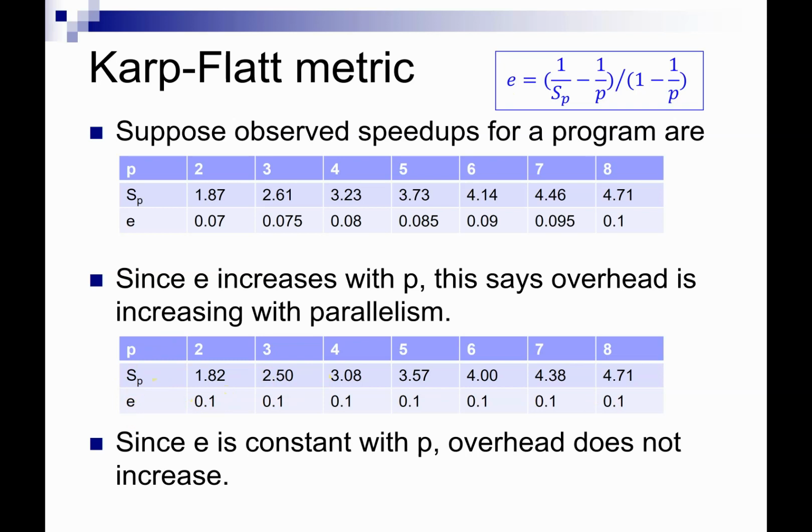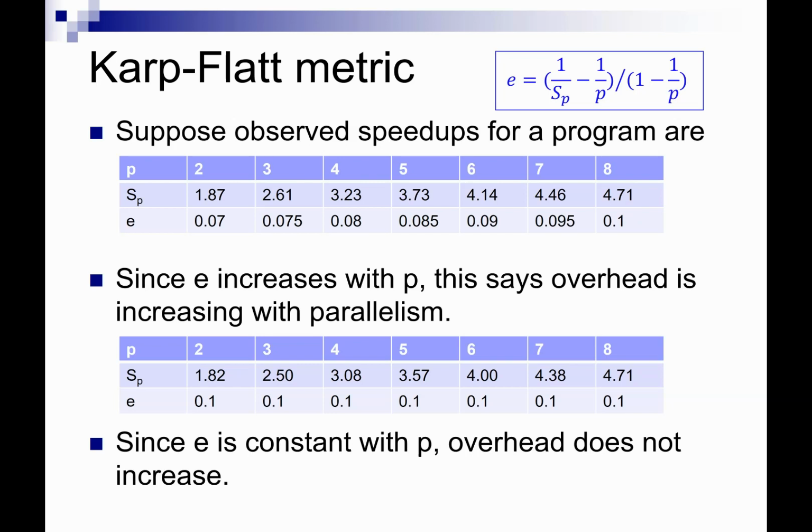Therefore this program down here is a more scalable program than the first program, because you don't pay increasing overhead as you increase your number of processors. Eventually, if the overhead for the first program keeps increasing, we're going to get less and less speed up as you increase the number of processors. Whereas here, because the overhead is the same, you can get better speed up as you increase processor count.